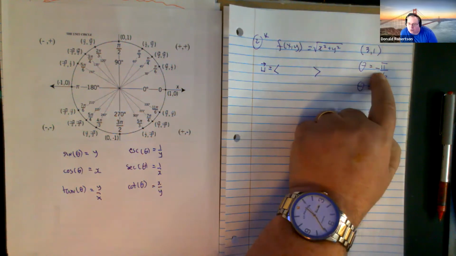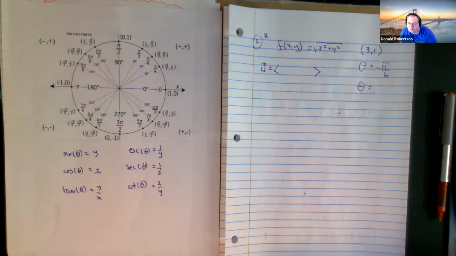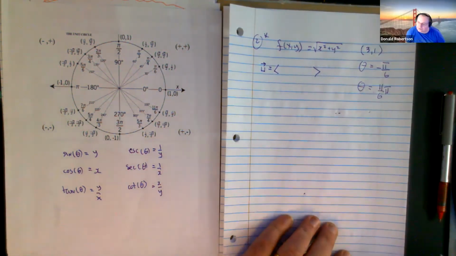In the unit circle, what is negative pi over 6 the same angle as? 11 pi divided by 6. Are you all comfortable about that? You all see what you did there, right?